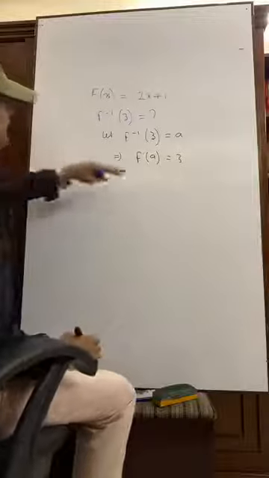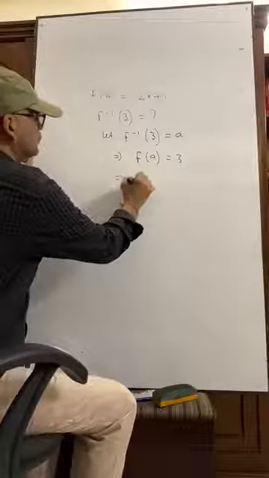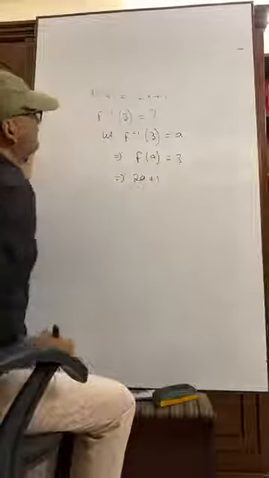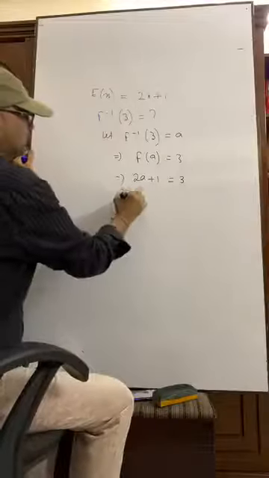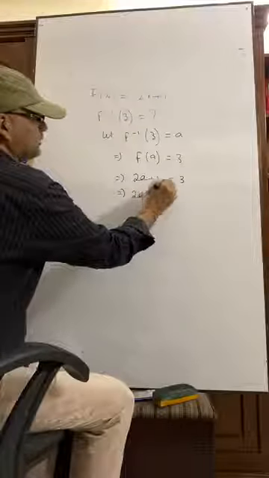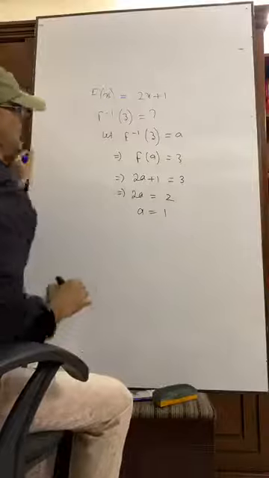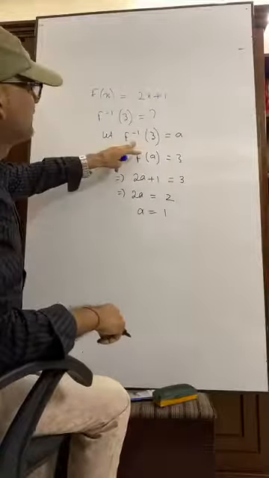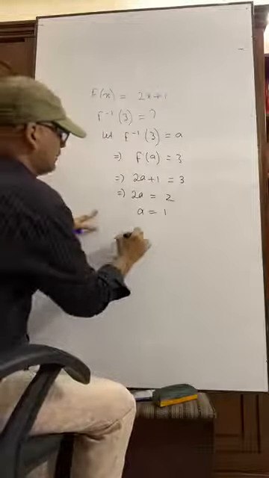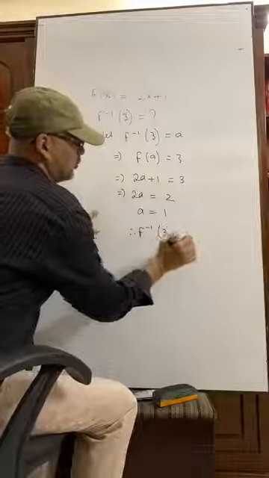Now put a for x, so we will get twice a plus 1 is equal to 3. That is twice a equals 3 minus 1, that is 2. So a equals 1. What was a defined as? a was defined as f inverse 3. Therefore, f inverse 3 is equal to 1.